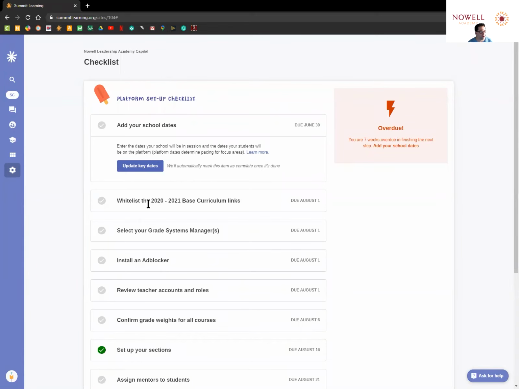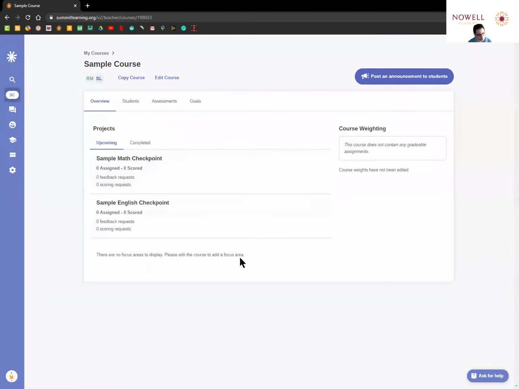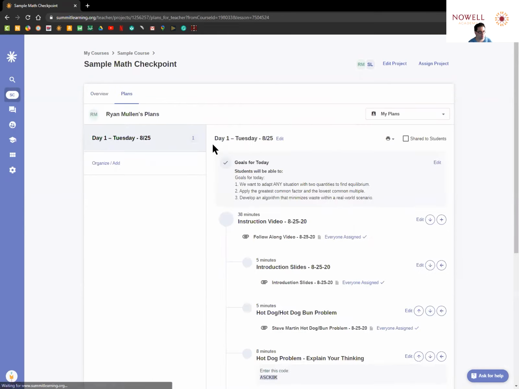So as you can see, Summit has rolled over a bit, so it may not look like this in September, but we did create a sample course. There's a sample English and a sample math. And then once you click in here, you can see you have an overview tab and a plans tab. All the students would have to do, if the plans tab is activated, is click on plans.